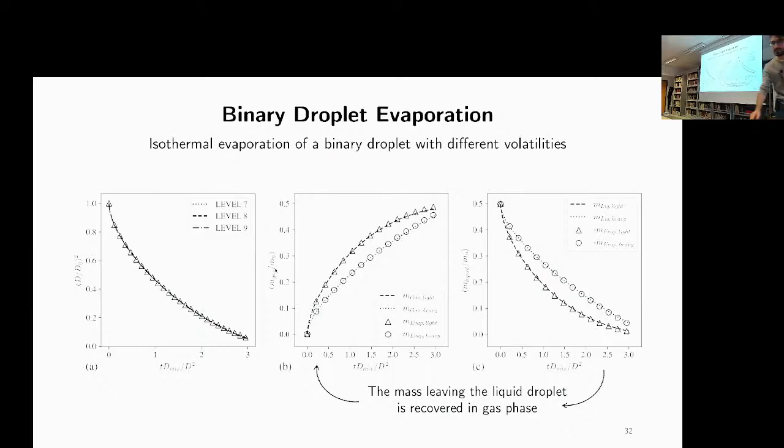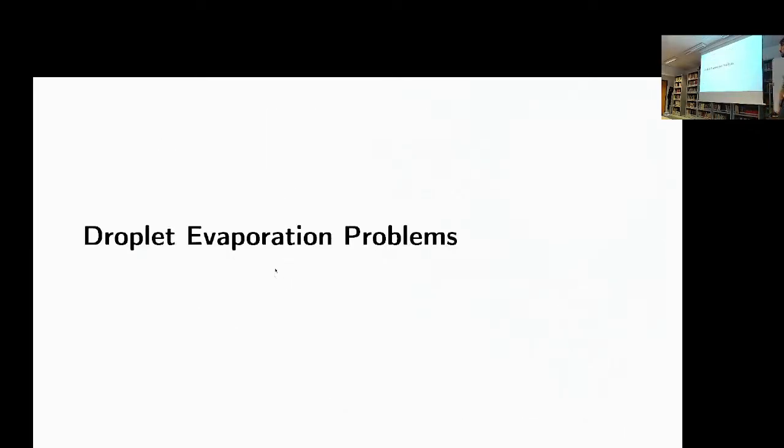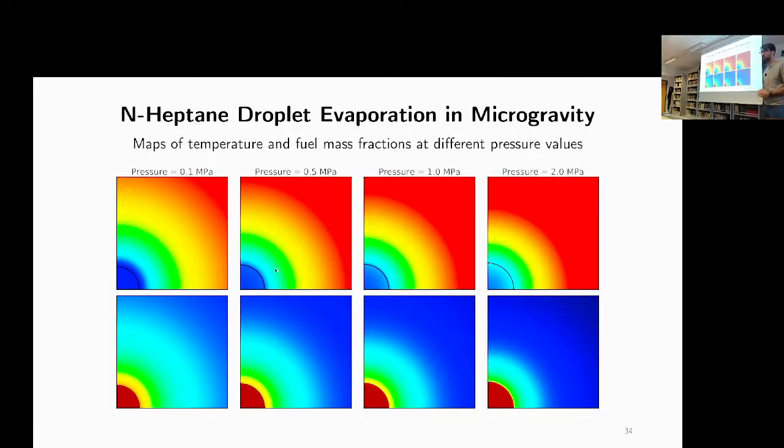Now let's go to more interesting problems, which are droplet evaporation problems with a low Mach formulation, so with variable thermodynamic and transport properties. This is a more realistic situation, and we can actually compare our results with experimental data. We always start from the simulation of cold n-heptane in a hot nitrogen environment. The trend is very similar to what you just saw before.